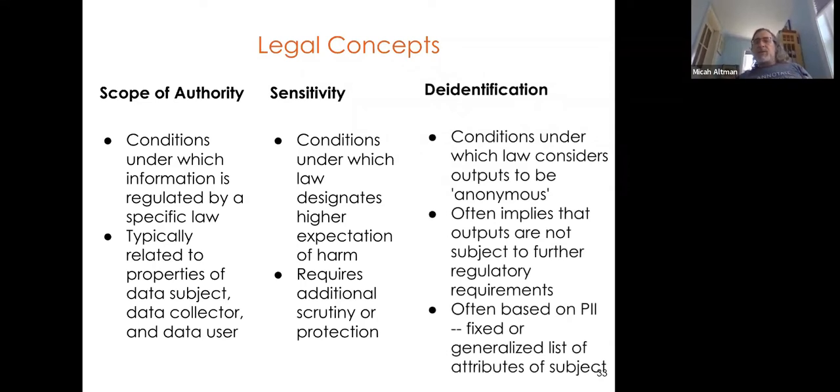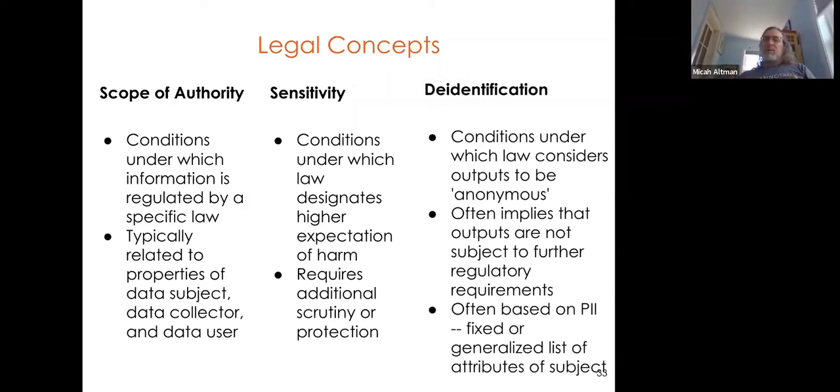These specify the conditions under which the law considers outputs to be anonymous, in scare quotes. And it often, though not always, implies under that law that the outputs are not subject to any further regulatory requirements. Often this is based on some complementary definition of PII, or personally identifiable information, say a list of attributes that if you get rid of them, it'll be anonymous.